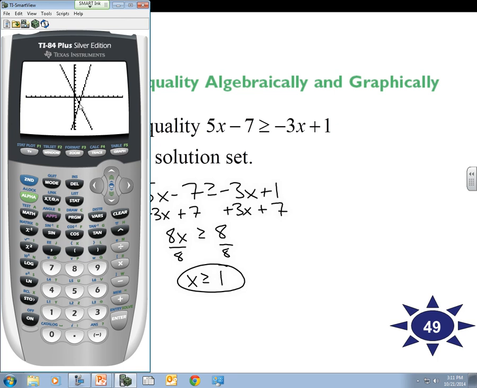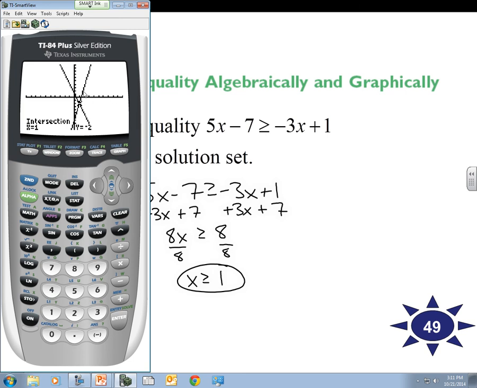All right, so where would these cross? Let's use our intersection. Haven't used that in a little while. The intersection of line 1 with line 2, we think it happens right about there. And there it is. X is 1. And so at 1 we intersect, and everywhere bigger than that, greater than 1, the left side is going to be bigger than the right side.